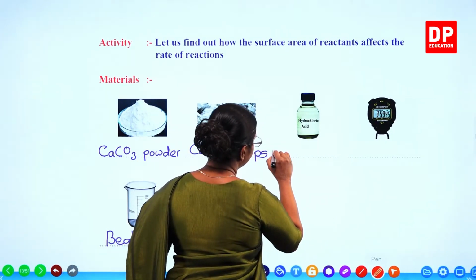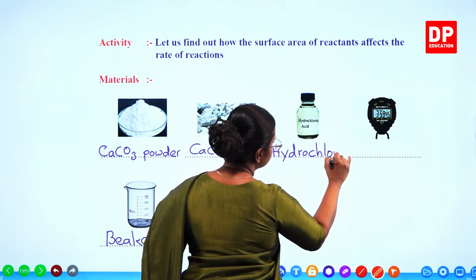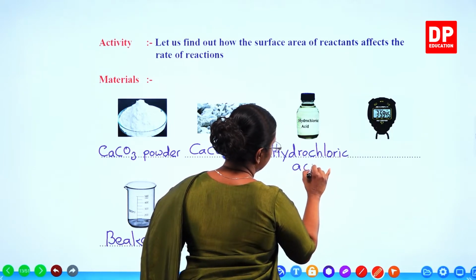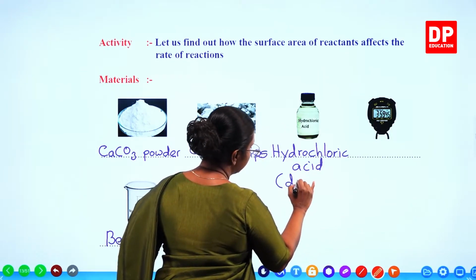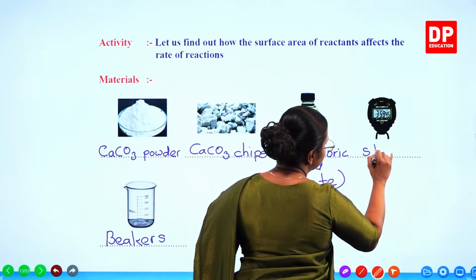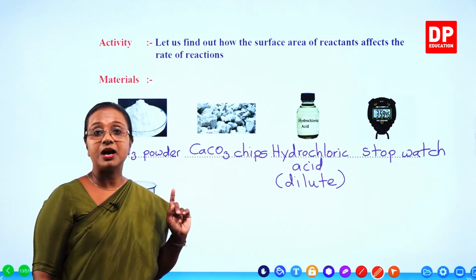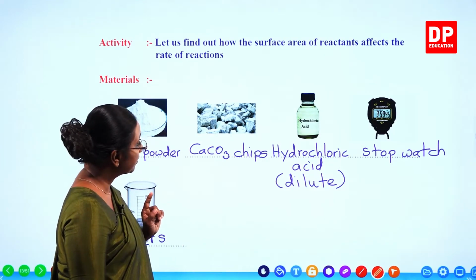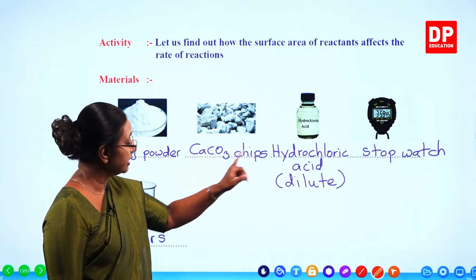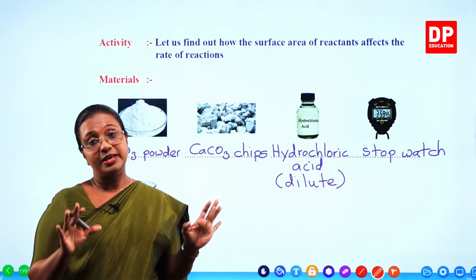Then on this side we have hydrochloric acid, and you all know normally we use dilute hydrochloric acid, and we need a stopwatch so that we can time the reaction. So, what are the materials? We need calcium carbonate powder, calcium carbonate chips, hydrochloric acid, stopwatch, and beakers. So, this is what we can do.